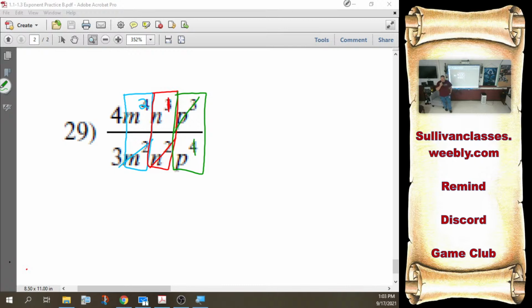4 and 3. Can I reduce that? Is there a number that goes into 4 and into 3? No. I'm just now starting to understand this. Yay! Yay! That's the point of this.